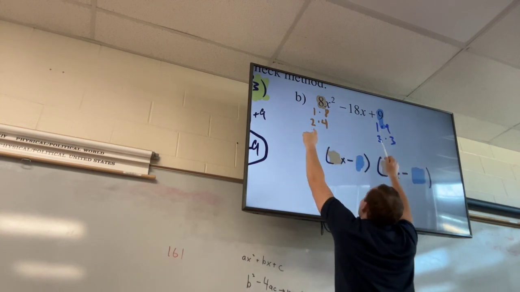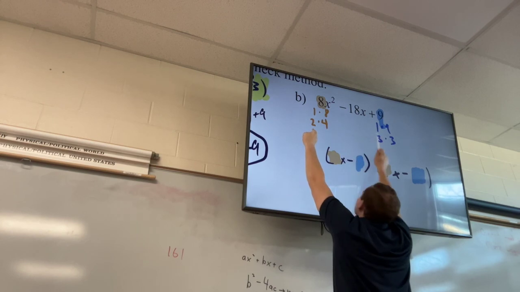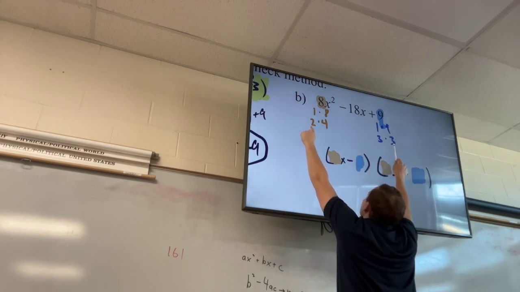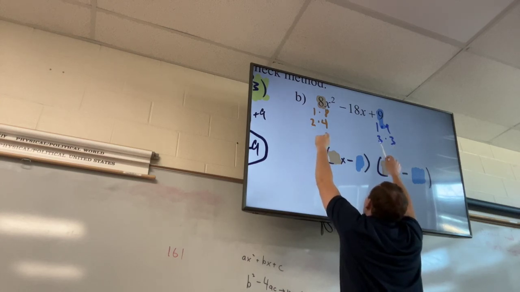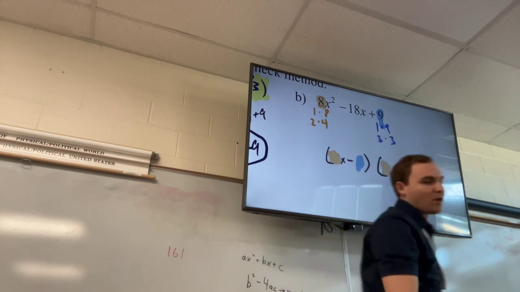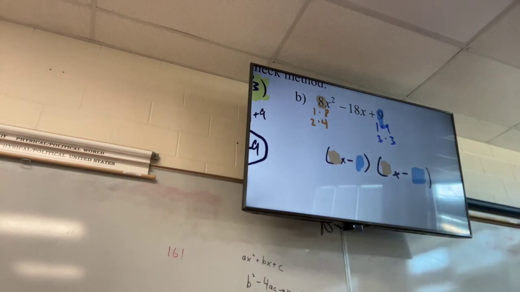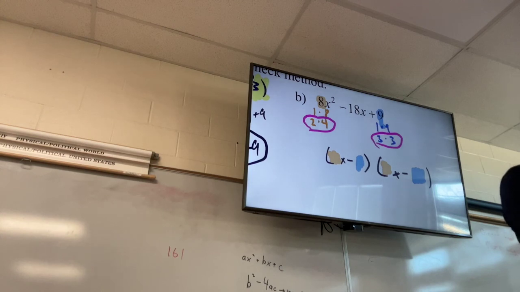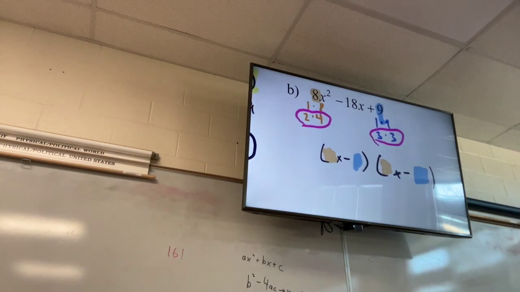Okay. All right, so let's try the second orange and the second blue. 2 times 3 is, no, sorry, 2 times 3 is 6. 4 times 3 is 12. 6 plus 12 is 18. So these are my 2. Those pairs work. So let's circle those. Those are the pairs that work. Right, so I'm doing the product of outer plus the product of inner, okay?